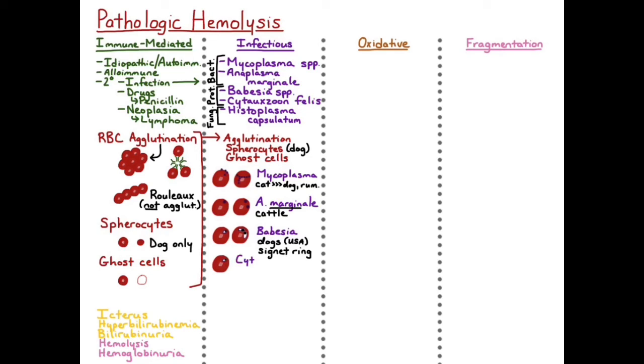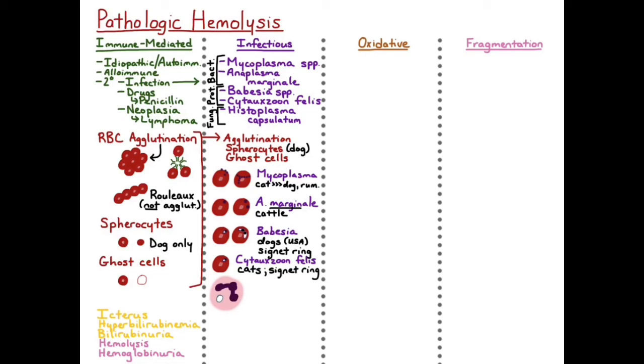Cytauxzoon felis is also a protozoa, so you'll look for that signet ring morphology where the nucleus of the protozoa is the diamond of the ring, and the cytoplasm of the protozoa is the entire ring. This organism infects cats only, and it infects the inside of cat red blood cells.